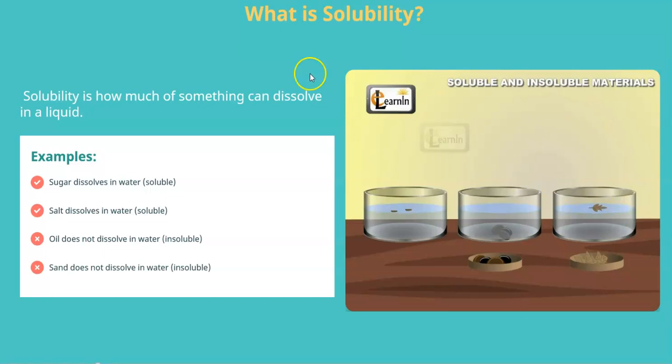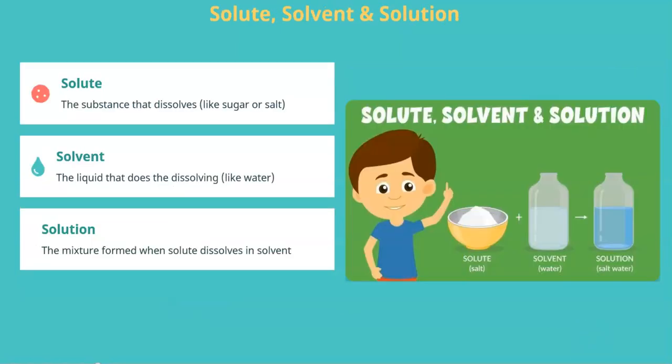So what is solubility? When you say solubility, it is how much of something, for example salt or sugar, can dissolve in a liquid like water. So examples are sugar dissolves in water, salt dissolves in water. So that is solubility.